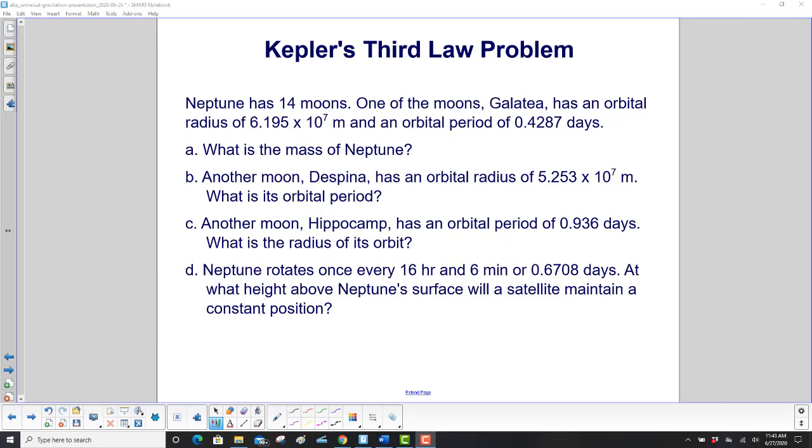Neptune has 14 moons. One of the moons, Galatea, has an orbital radius of 6.195 times 10 to the 7th meters and an orbital period of 0.4287 days. Notice we've relaxed our restriction on numbers only having 3 significant digits. What is the mass of Neptune?